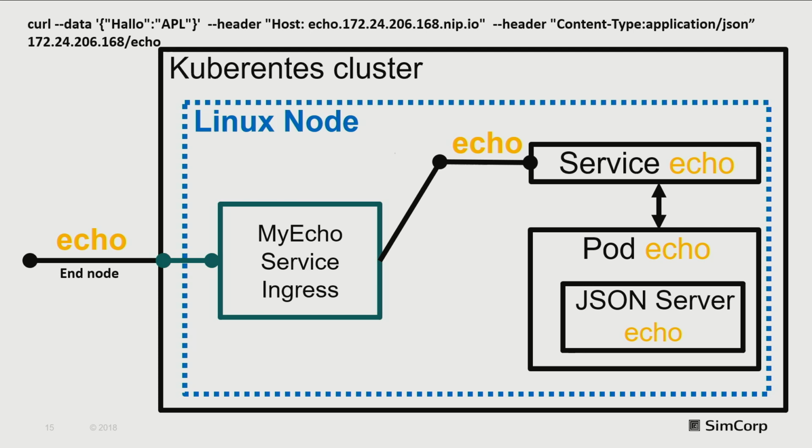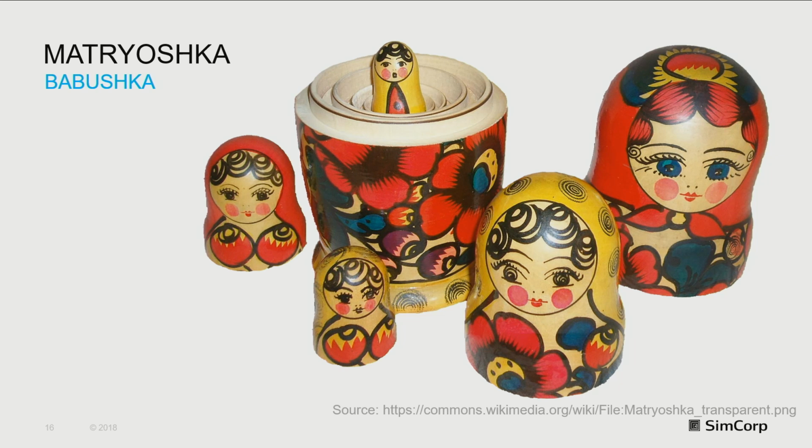And yeah, now comes the funny part. I was thinking about this somewhere on Sunday, I was thinking about all these layers like a matryoshka or babushka. I believe if Russians had made Docker, they would probably call it matryoshka, because of all of these layers.